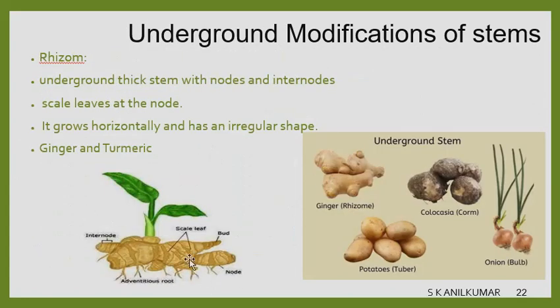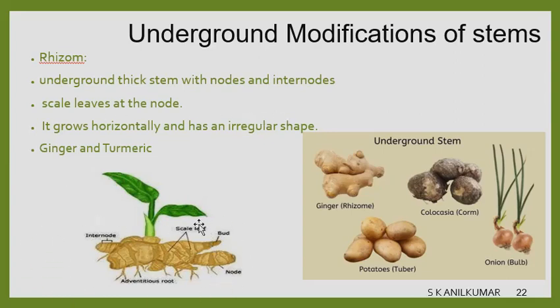Then we have underground modification of stem. What are the four underground modifications? One example is ginger, one is potato, one is corm and one is onion bulb. In the rhizome, what is a rhizome? Ginger and turmeric. An underground thick stem with nodes and internodes. There is a scaly leaf, you have a bud, you have a node. From that node you have a bud, and from that bud a new plant can come. It grows horizontally and has an irregular shape.